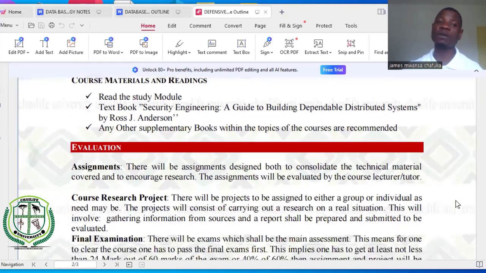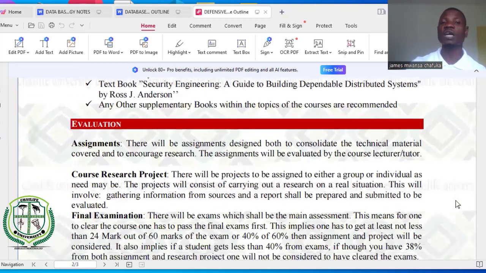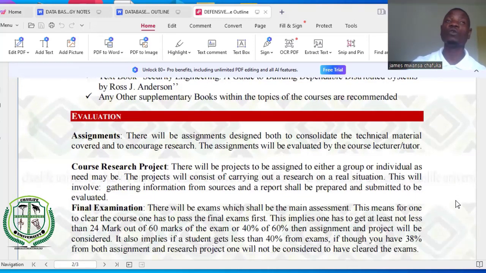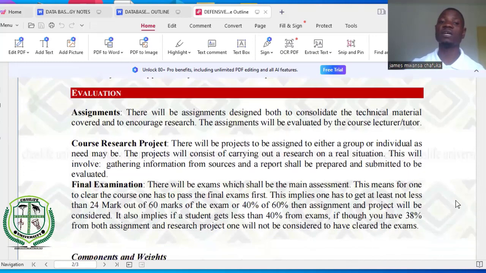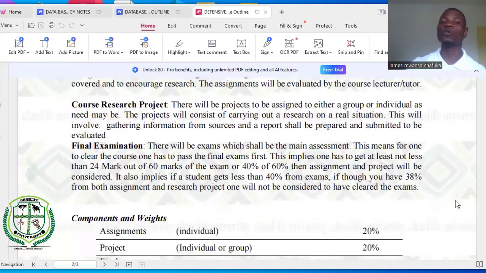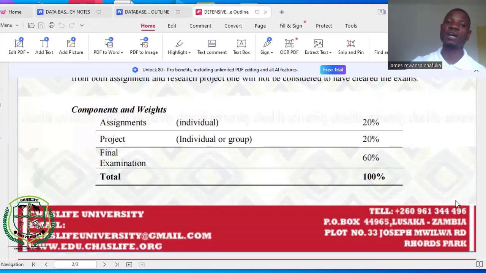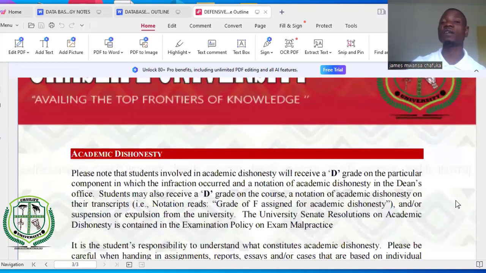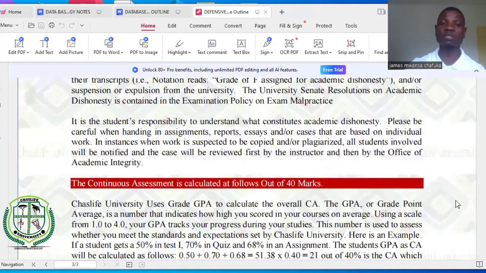Then after that, there is the study material, where you are supposed to access the study material and all the information about the course. And then there is also an aspect of evaluation, which includes an individual assignment, a group project, and the final examination. Apart from that, there is also the aspect of academic dishonesty, which is plagiarism, and any plagiarism will definitely attract a D, which is a fail. So you have to take this course to be very important and always be serious.